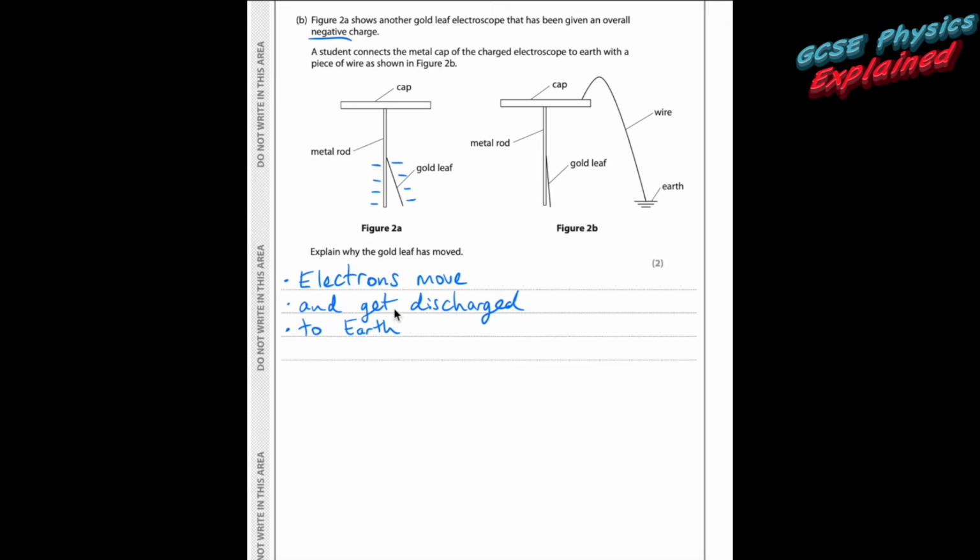Electrons move and get discharged to earth. The gold leaf is no longer repelled, because they did ask why the gold leaf's moved, so I thought I'll just pop that in. Yeah, you don't need to put those things in the brackets, you'll actually get the marks just for putting those top 2 things.